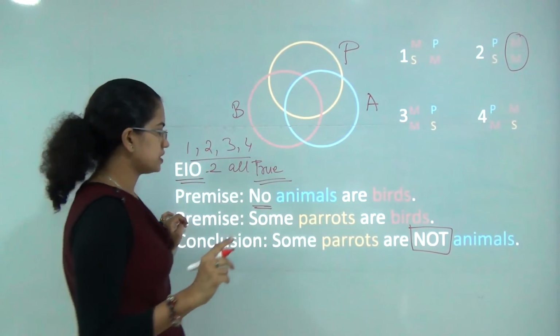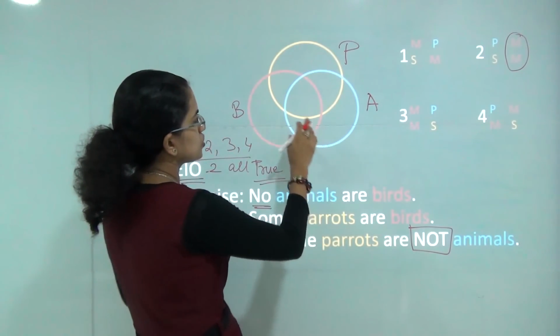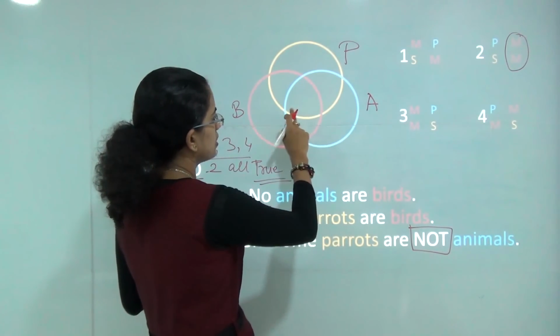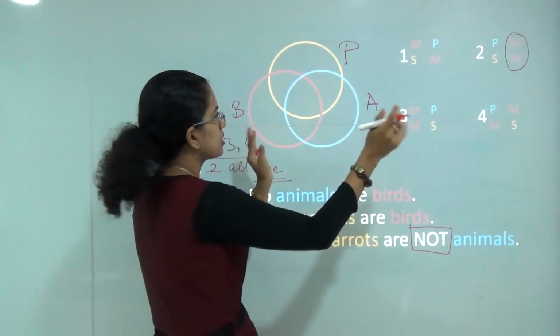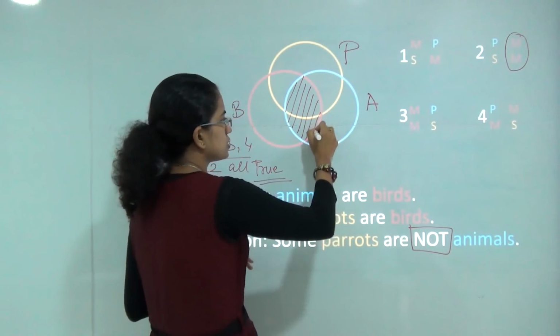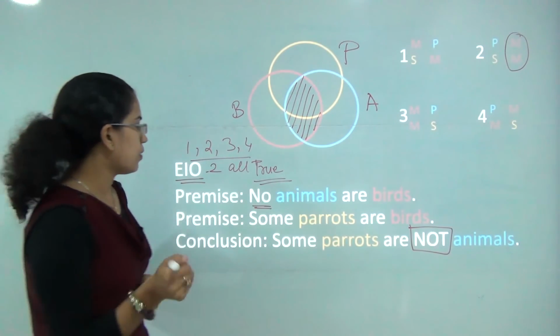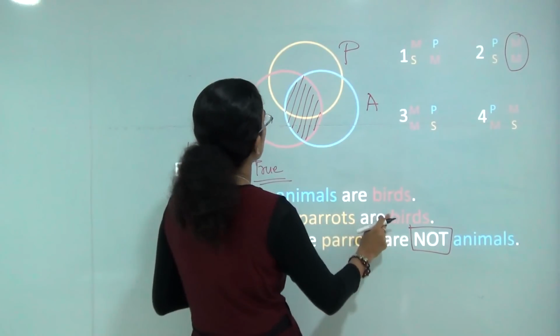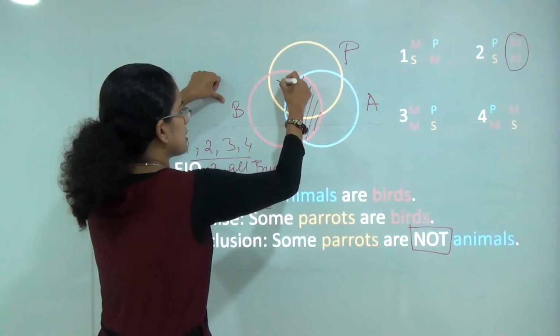So I have the universal premise that says no animals are birds. That means animals and birds are totally segregated. So no animal is bird. I would shade out this region. That is the first thing I would do. Now some parrots are birds. There are some parrots which are birds. So I would mark them in this region.